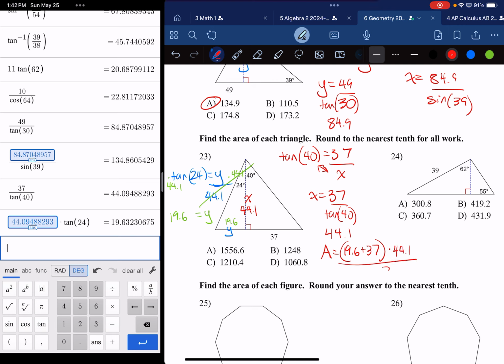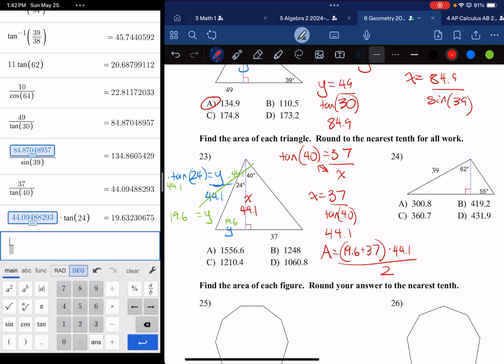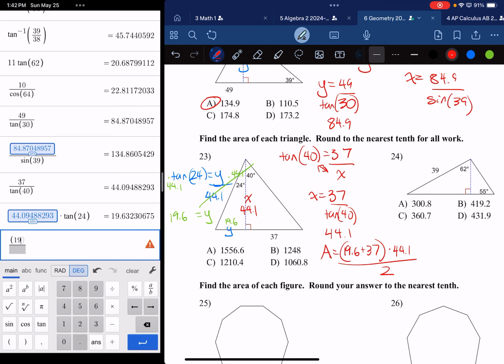And then I'm going to divide that by 2. So let's just type that in. I'll do in parentheses. Let me set up my fraction first. So I'm going to set up my fraction. I'm going to say the top of this is going to be in parentheses 19.6 plus 0.6 plus 37, and then that is going to be multiplied by 44.1.